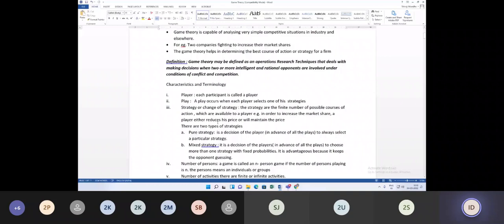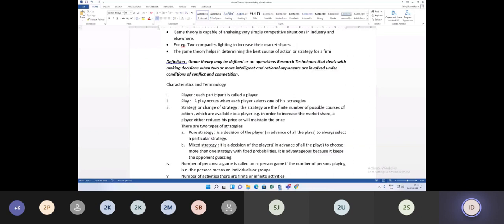The player: each participant is called a player, and a minimum of two players are needed. That is why in game theory there may be a 2 by 2 player game, a 2 by n, an n by 2, or an n by n player game. It doesn't matter, right? If you see a cricket match, there are many players, many teams. A team is a player, one side, right? So multiple combinations of matches are there. In a game there may be one or multiple players, and they are playing the game by adopting their different strategies.